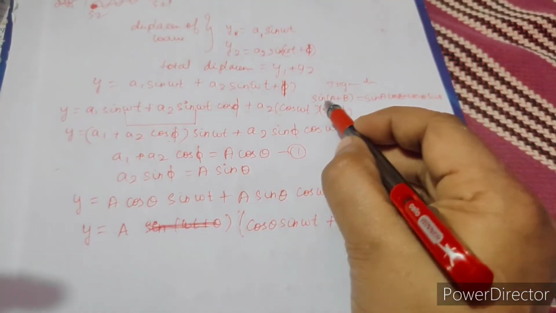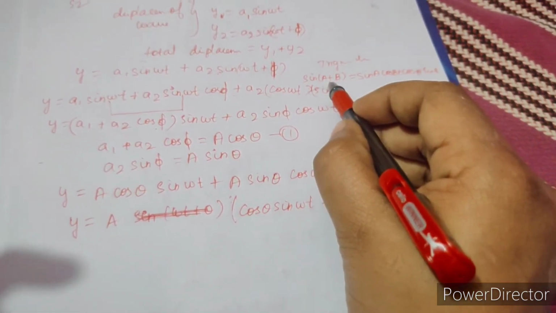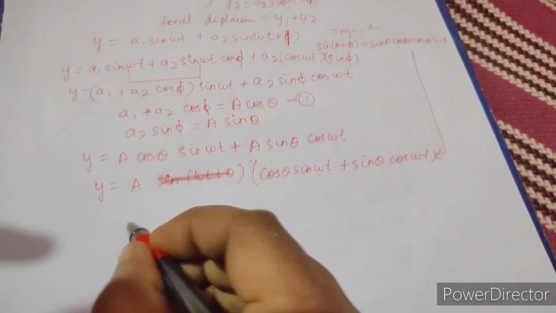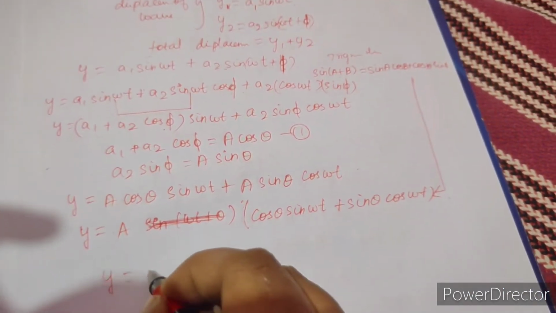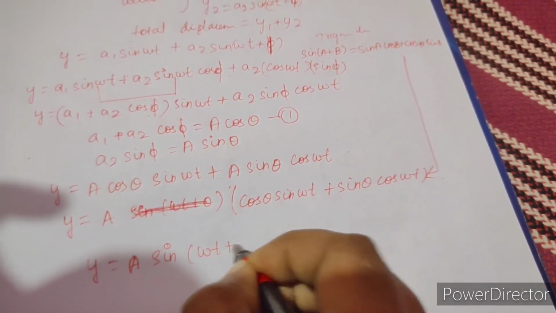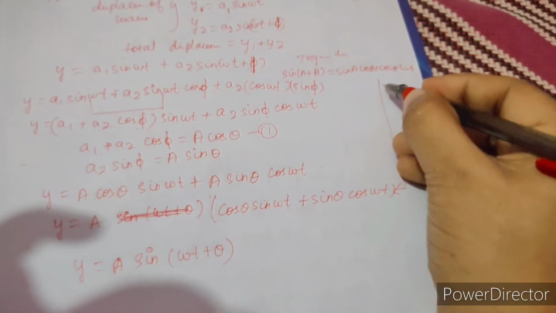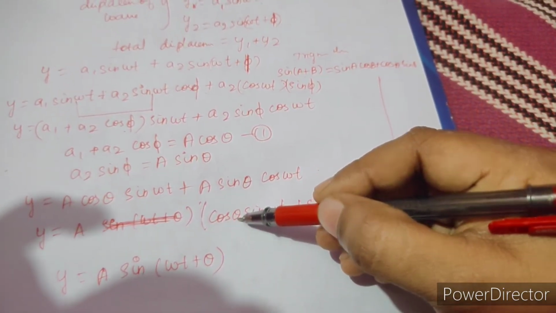So I can write sin(a+b). So here we have omega t plus theta. Instead of writing sin(a+b), I am writing here, listen carefully, y is equal to A sin(omega t plus theta). Clear? See this relation: for sin a, we have theta.